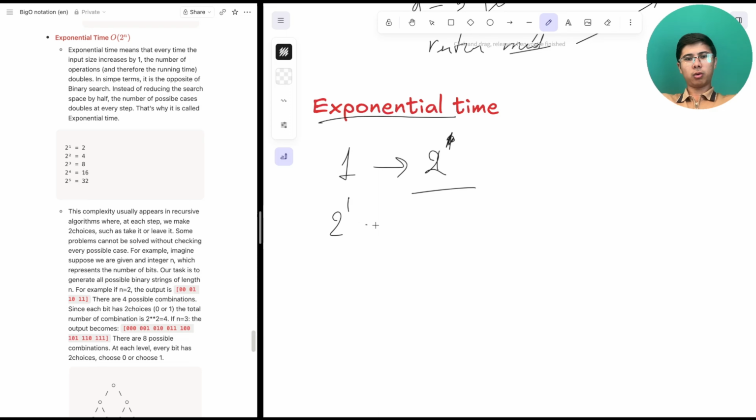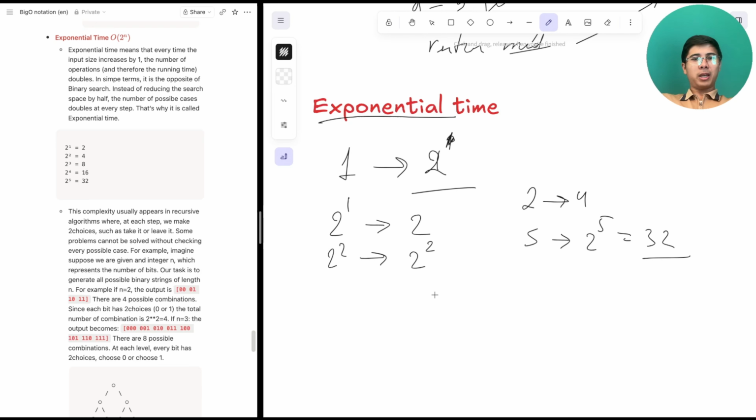Let's say 2 to the power of 1, the input is 1, the output is 2. 2 to the power of 2 is equal to 4, which means the input size is 2, the output becomes 4. If our input size is 5, that means 2 to the power of 5 is equal to 32. This is the main idea behind exponential time. This complexity usually appears in recursive algorithms where at each step we make two choices, such as take that element or leave that element. Some problems cannot be solved without checking every possible case.